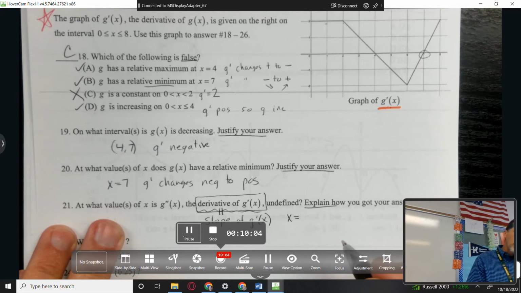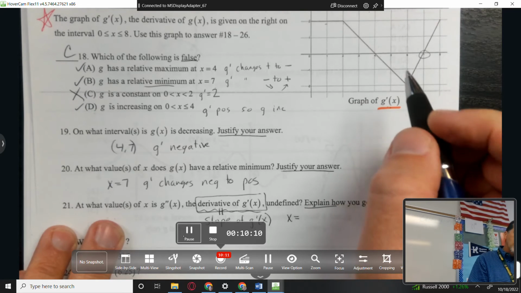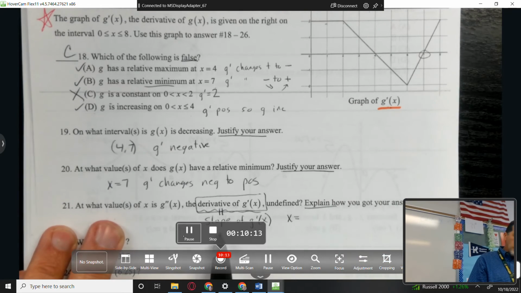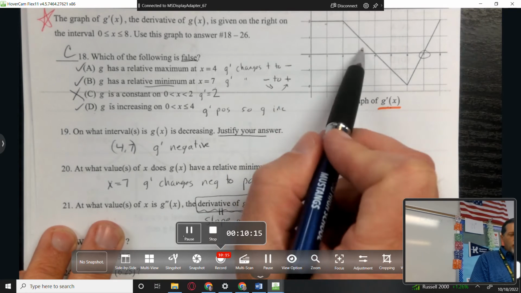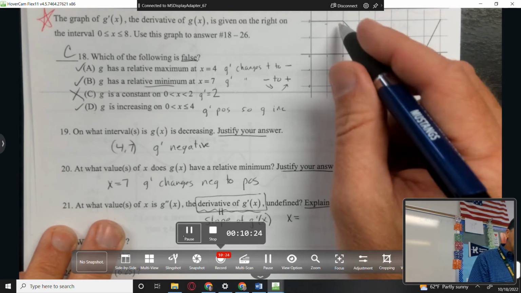I think there's 2 of them. 4 and 7. Not 4 and 7. At 4 and 7, G prime is equal to 0. So I want to know where the slope of this actual graph isn't defined. Somebody help him out. Where is it not defined? X equals 6. 2 and 6. 2 and 6.